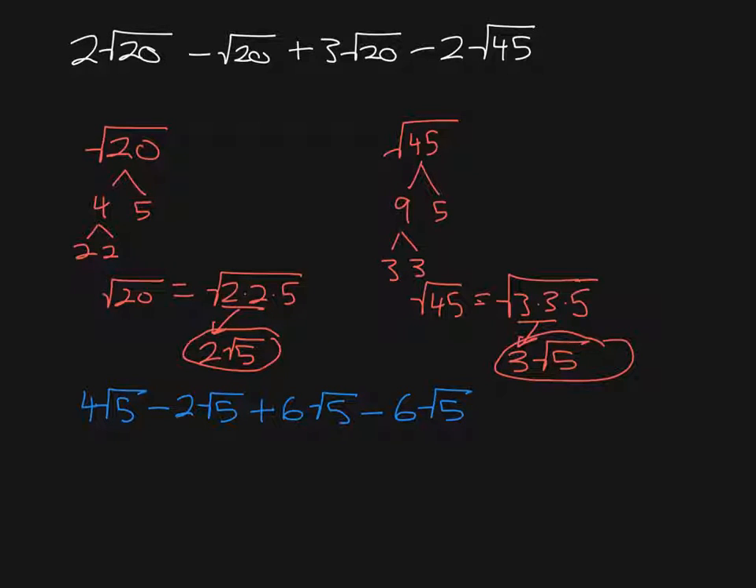And now I see, after I've simplified everything, I have all like radicals, and I can combine those like terms now. So I can do 4 minus 2 is 2, plus 6 is 8, minus 6 is 2 root 5. So this is our simplest version of this long expression that we started with, 2 root 5.